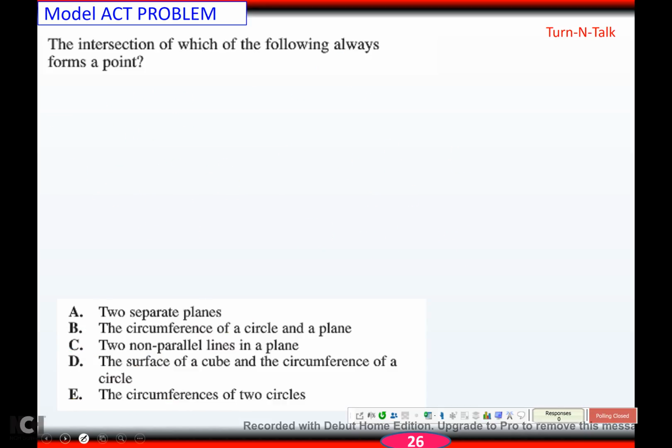Alrighty, try this one, hit pause, come back when you're ready.